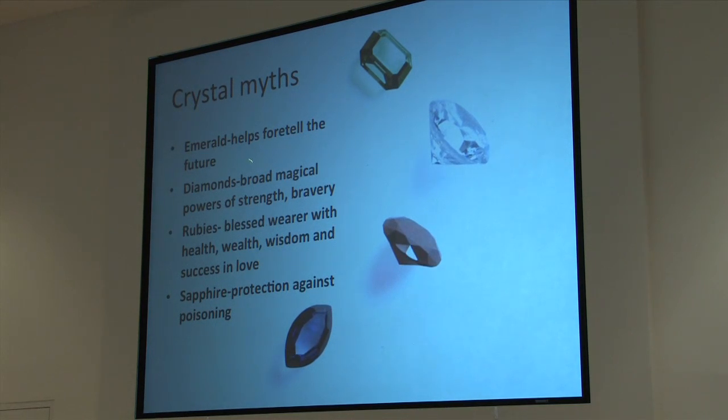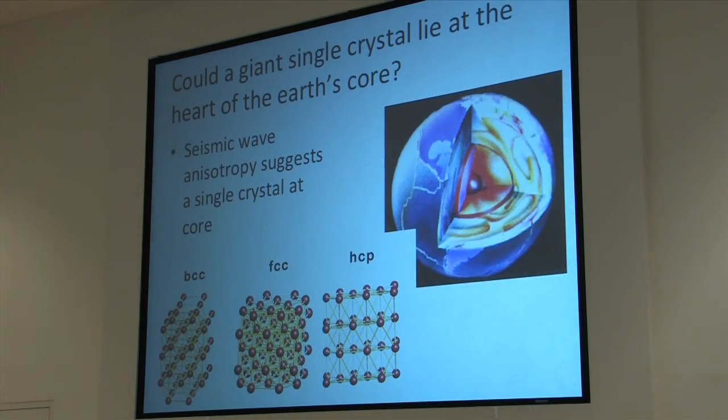Okay, the crystal myths. Emeralds are supposed to help foretell the future. Diamonds have broad magical properties that give you strength and bravery. Rubies bless the wearer with health, wealth, wisdom, and success in love. Sapphires protect against poisoning. And I just wanted to finish with one thing I thought was absolutely fantastic. There is a theory based on the fact that there's a difference in the speed with which seismic waves pass through the Earth. That there's a rather large difference in the speed going one direction versus other directions that has made people think that at the center of the Earth there might be a single gigantic crystal that's thousands of kilometers in diameter. Now that's a crystal.